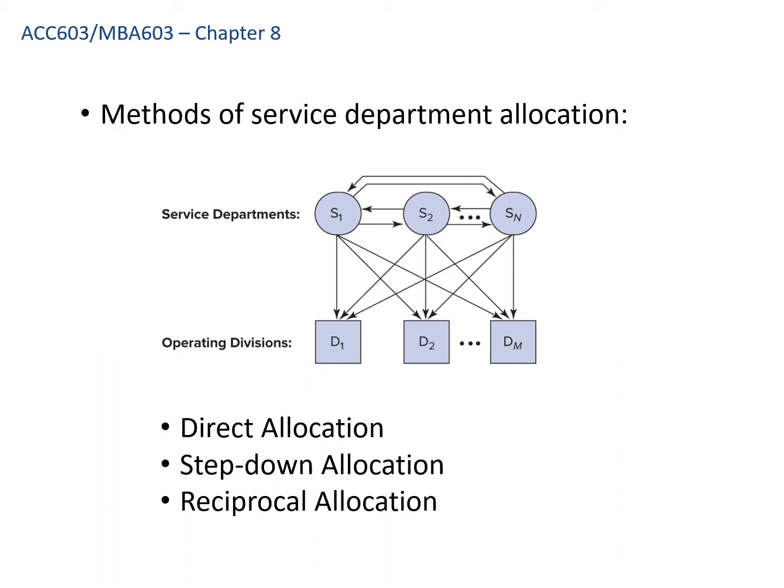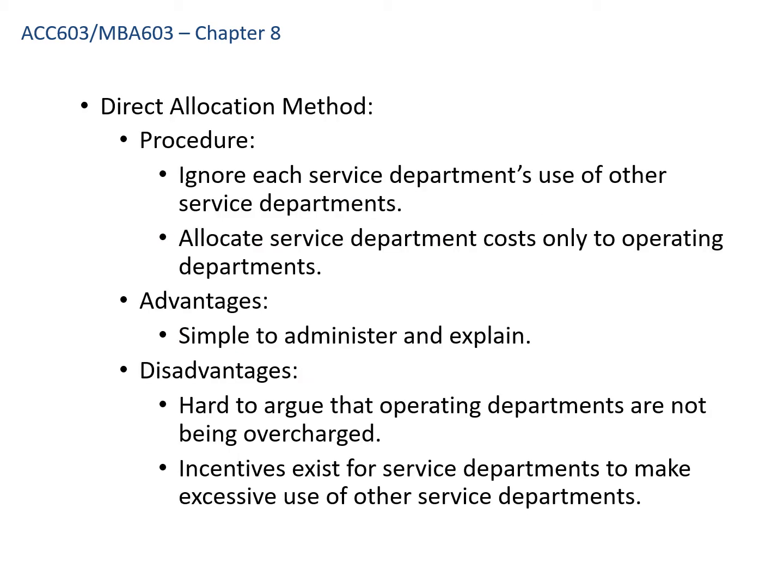The first one we'll talk about is direct allocation. In direct allocation, the procedure is to ignore each service department's use of other service departments and what they do for themselves. So we're only going to look at the demand on service departments by the operating divisions and then allocate it accordingly. The benefit is it's easy. It's not hard to do the math. It's not hard to draw a picture and show people what you've done.